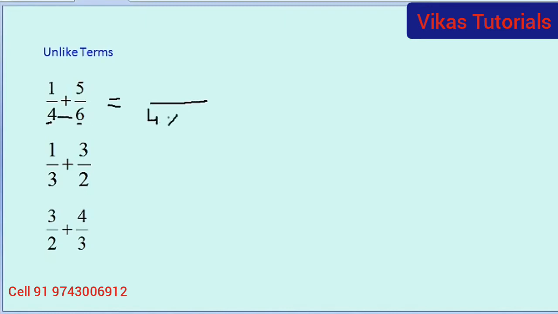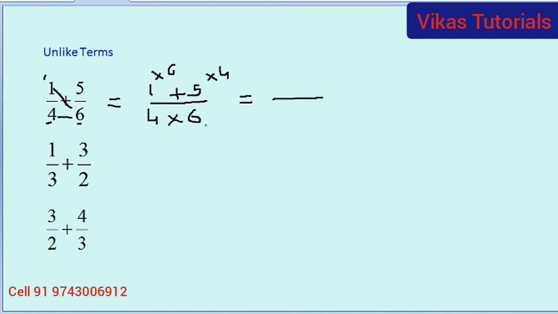4 into 6. Then the first numerator is 1. This first numerator 1 is multiplied by the second denominator, which is 6. Okay, 1 into 6. Both these are multiplied. Then what is the sign in between? Plus. Now the second numerator is 5. The second numerator 5 I will multiply with the first denominator 4, which is into 4. Now we will do the calculations and simplify this.